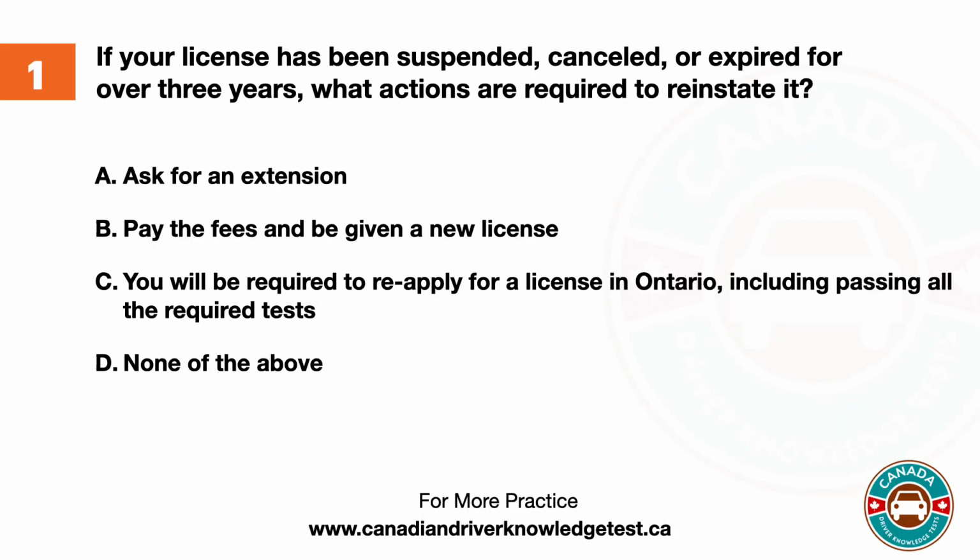Question 1. If your license has been suspended, canceled, or expired for over 3 years, what actions are required to reinstate it? A. Ask for an extension. B. Pay the fees and be given a new license. C. You will be required to reapply for a license in Ontario, including passing all the required tests. D. None of the above. The answer is C. You will be required to reapply for a license in Ontario, including passing all the required tests.